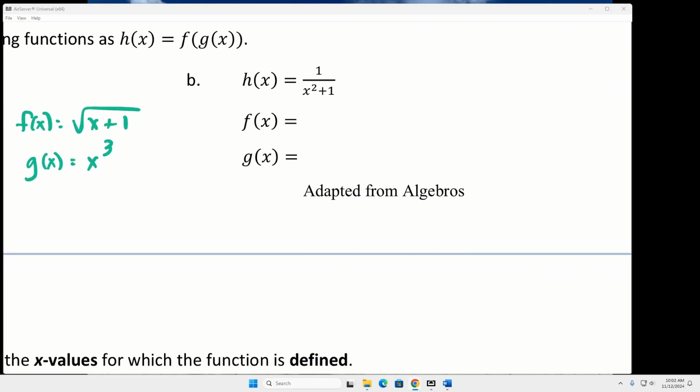Okay, so let's look at B. Might be a little more challenging. So what do you guys think f of x is? 1 over x. And then g of x should just be x squared plus 1.